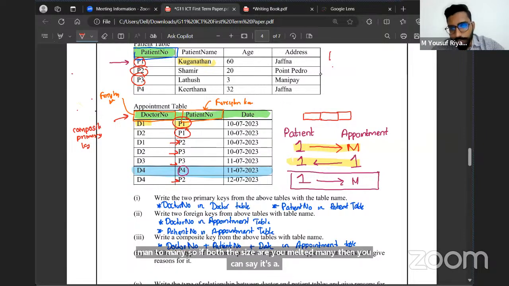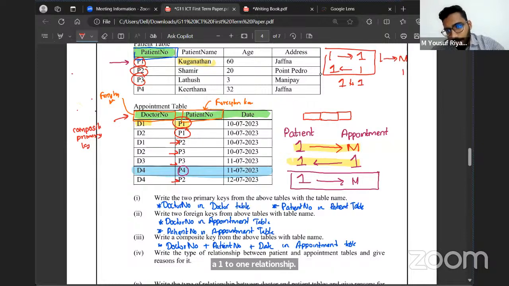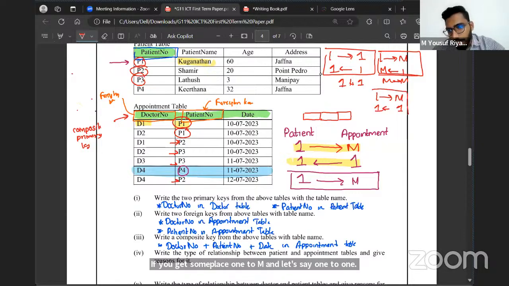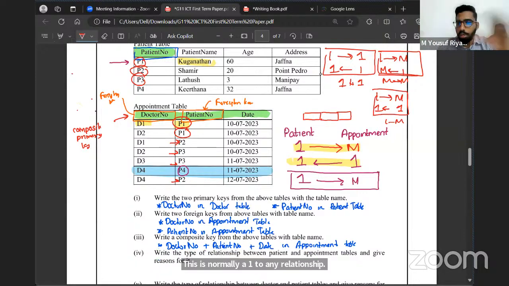So if you get something like this, one and one and one and one, this kind of relationship is going to be a one-to-one relationship. If you get one-to-many like this and one-to-many like this, normally this is going to be a many-to-many relationship. If you get something like one to m and one to one, this is normally a one-to-many relationship. So looking at both the sides, you can make the final conclusion. Is that clear, all of you?